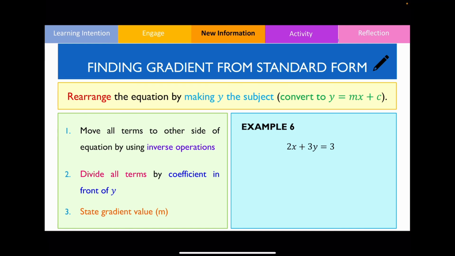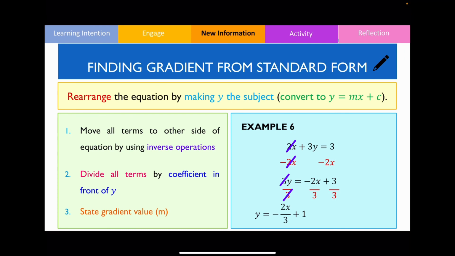So in this example over here, 2x plus 3y is equal to 3. Let's move 2x to the other side. So to undo 2x, we'll subtract both sides by 2x. So therefore, my equation will now look like 3y is equal to negative 2x plus 3. Now, because I've got the 3 in front of y, I'll divide all terms in the equation by 3. So if I divide everything by 3, my new equation should now look like y is equal to negative 2x on 3 plus 1, because 3 divided by 3 is equal to 1.